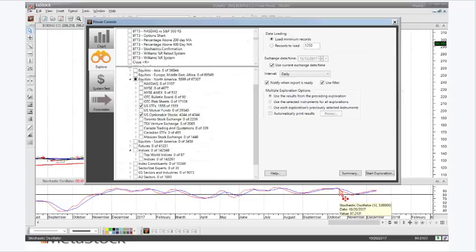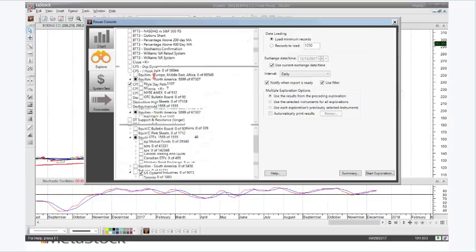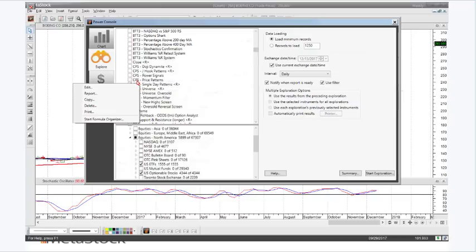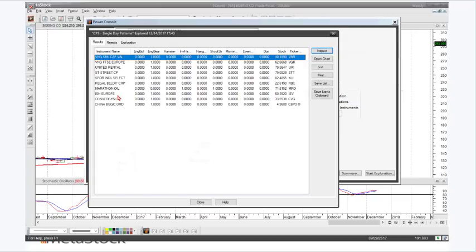Now, it does take a few minutes to run, and I've already run it because I didn't want to sit here trying to entertain you for a couple of minutes. But when you get it back, the way the report is going to be structured for the single-day patterns, which is again the scan that we're going to let you have for free, is what you're going to see.